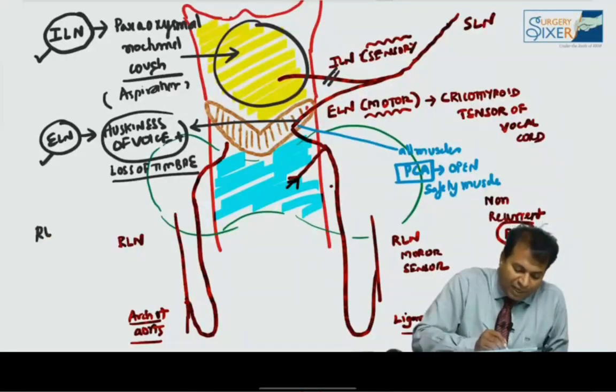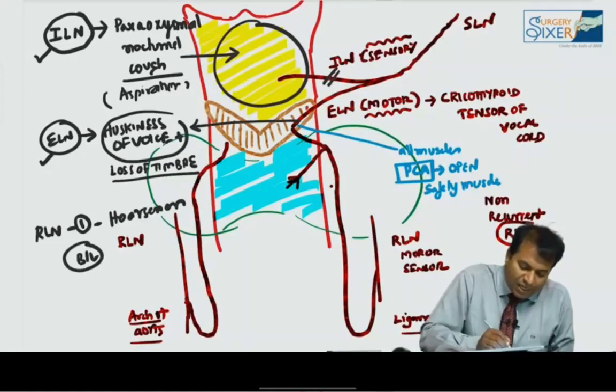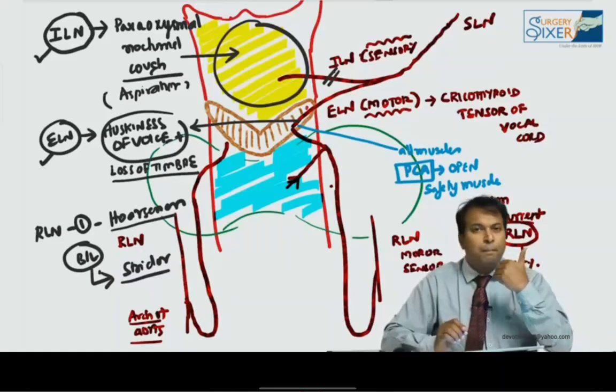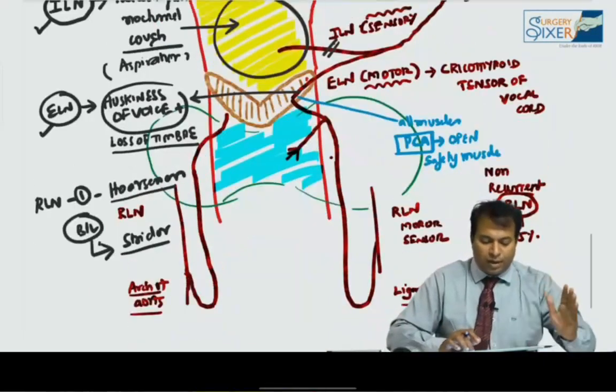If recurrent laryngeal nerve, one nerve is injured, what will happen? Unilateral injury will cause hoarseness of voice. If bilateral recurrent laryngeal nerve is injured, what will happen? There will be stridor. Please don't forget, there will be stridor. If unilateral recurrent laryngeal nerve is injured, it is hoarseness. Bilateral recurrent laryngeal nerve injury is a separate topic in ENT that will result in stridor. So now I hope you understood the nerve injuries.